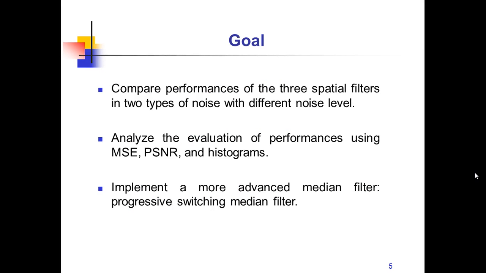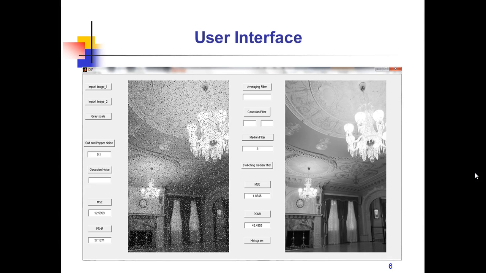The goal of the final project is first to compare the performances of the 3 types of filters and analyze the performances by MSE, PSNR, and histograms. And finally, I will also show the implementation of one of the more advanced median filters, the progressive switching median filter. Here is the example of my noise removal tool interface.